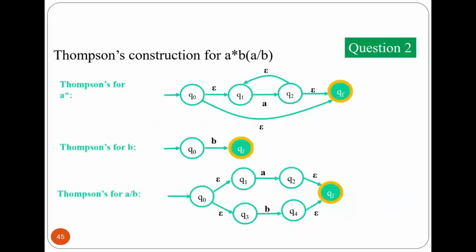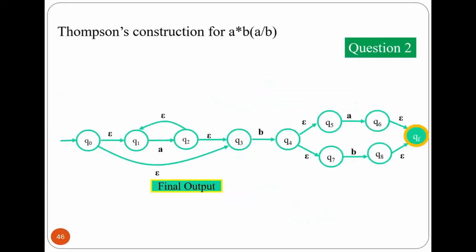Next, we move to the second question. A star B, A or B. In this, I have introduced OR operation along with the star operation. I very well know that Thompson's for A star will have 4 epsilons, for B, none of the above, and for A or B, 4 epsilons. So in turn, just by going through the regular expression, I am clear that I will have a machine which will include 8 epsilons, 4 for star, 4 for OR. So this is the final output which I will get after concatenating A star with B and A or B.